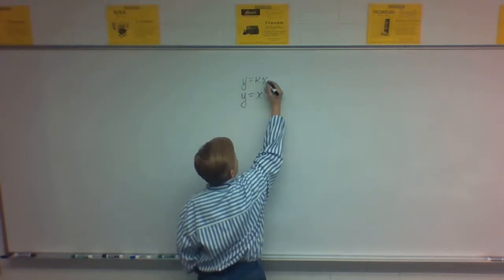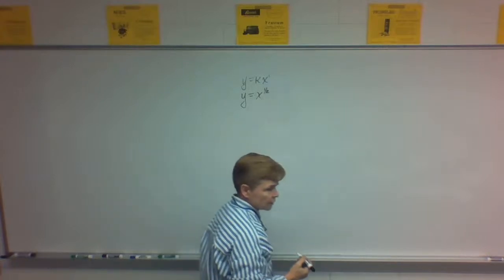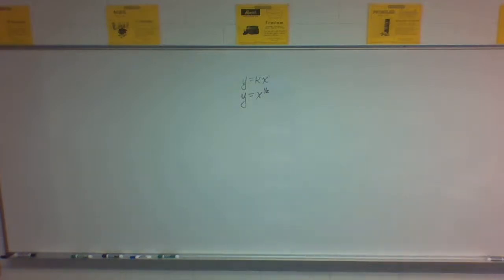The power on this one, the direct variation right here, is 1. The power on this is a half. The k on this is just k. The k on this is 1. That's it? Okay, all right, that's the first thing.